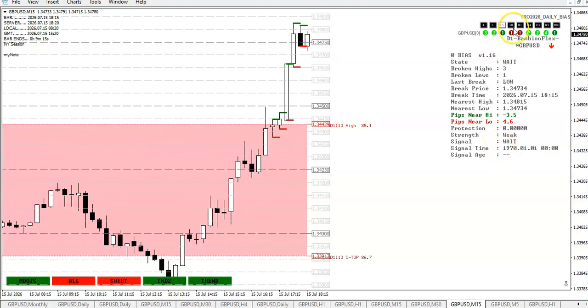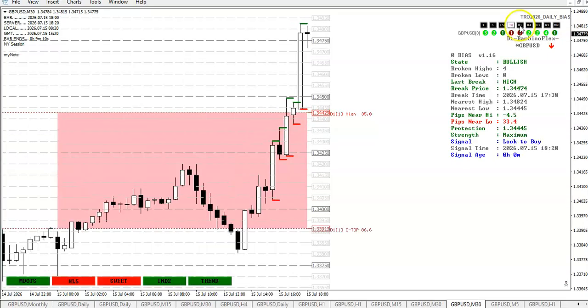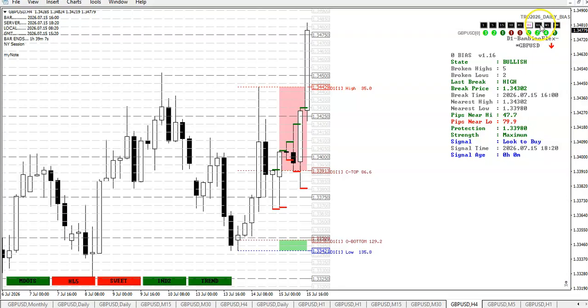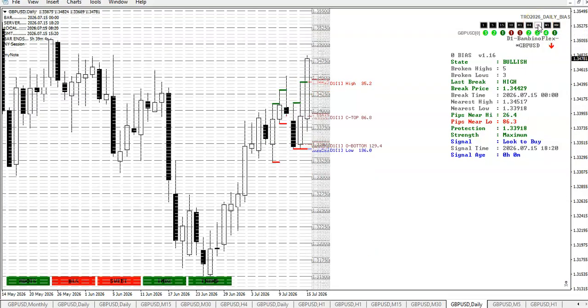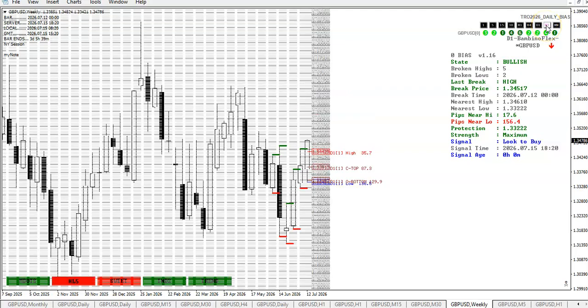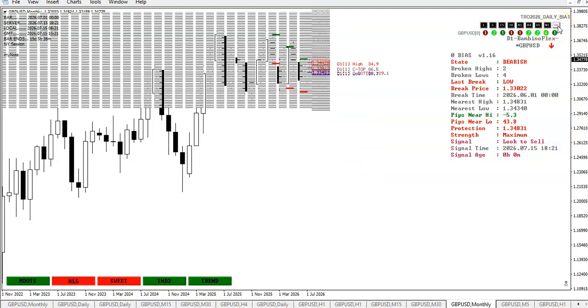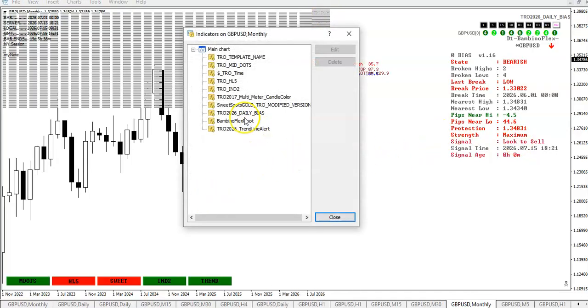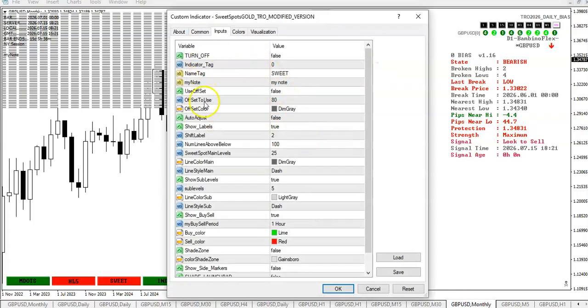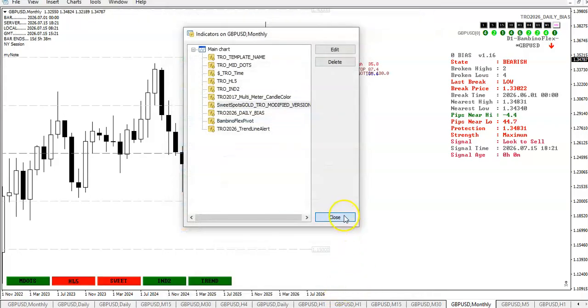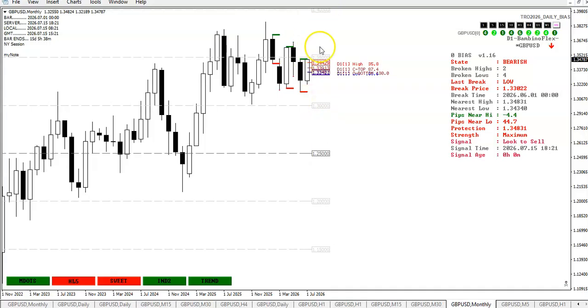This signal on M15 is a wait. M30 look to buy. H1 and H4 look to buy. D1 look to buy. W1 look to buy. And the monthly look to sell. And the sweet spots indicator, obviously, I didn't have auto adjust on. So I need to turn that on there. So what happens is, if it's getting all scrunched up with auto adjust, it says, wait a minute, I need to figure this out. So look to sell.